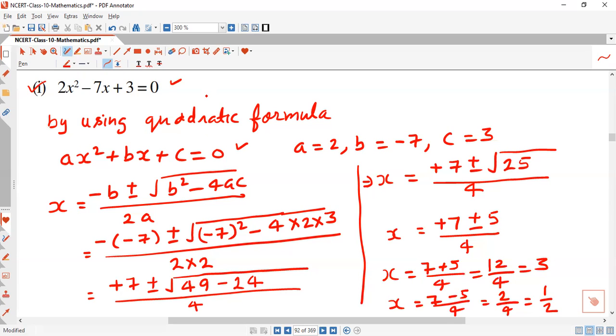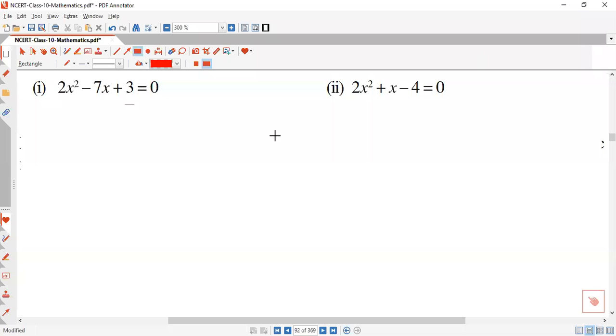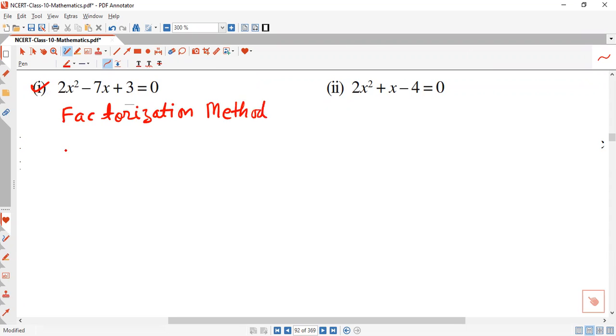I can also solve this question by the factorization method. Let's see how we can solve it. I'm solving this question by the factorization method, the same question that I did with the help of the quadratic formula. See this question: 2x² − 7x + 3 = 0. I want to do the factorization.